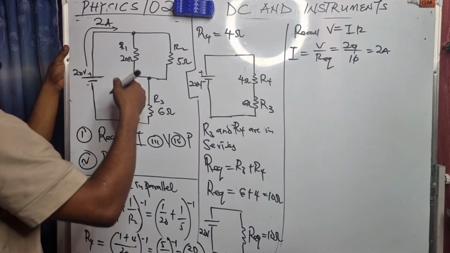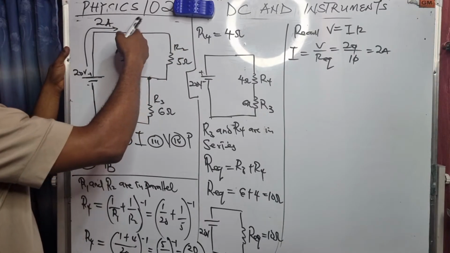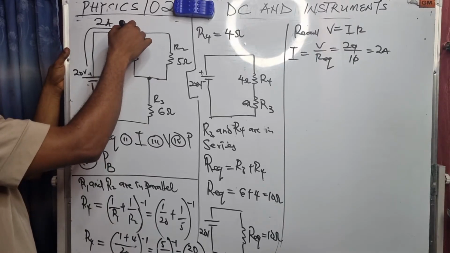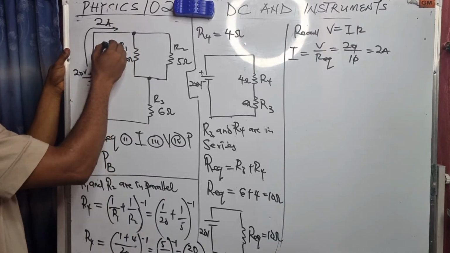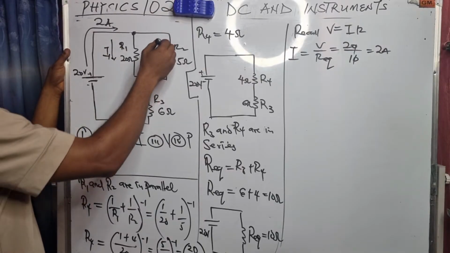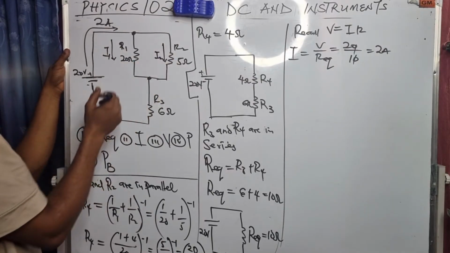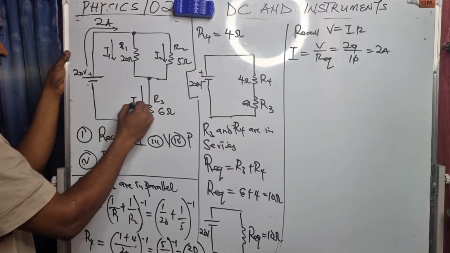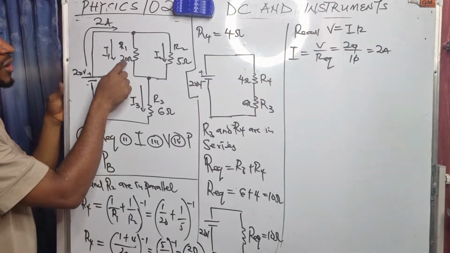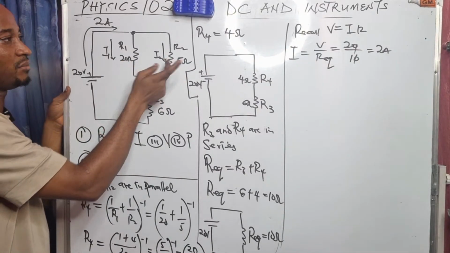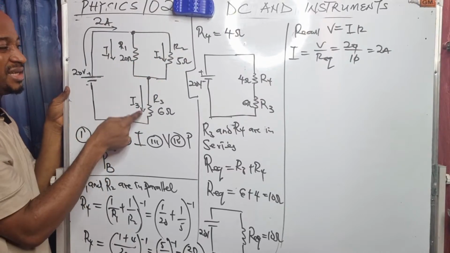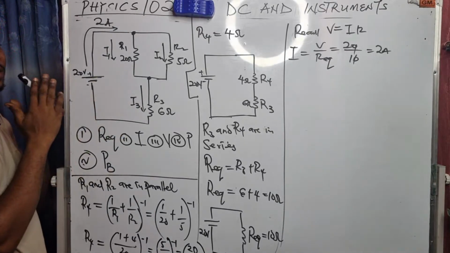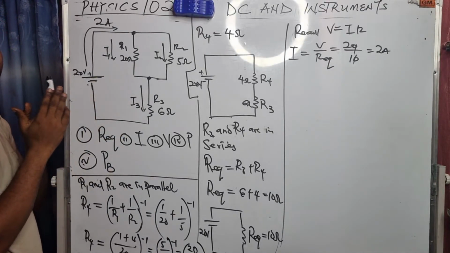What do you notice here? Once these 2 ampere get to this point, it will split. One will enter here as I1, and the other one that enters here as I2. So I1 plus I2 gives us I3. Are you there? That means R1 and R2 are in parallel, but their combination is in series with R3. So don't forget that for series connection, the same current flows through.